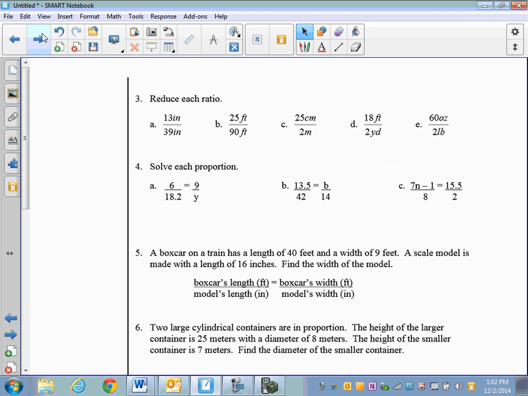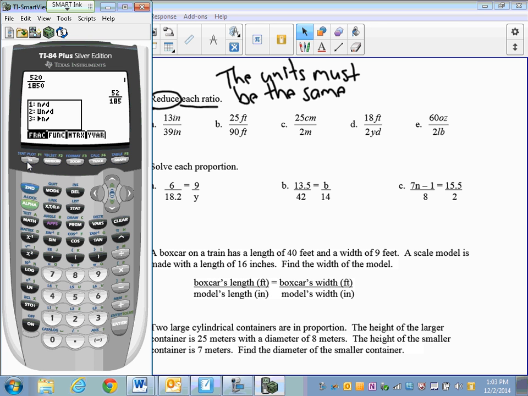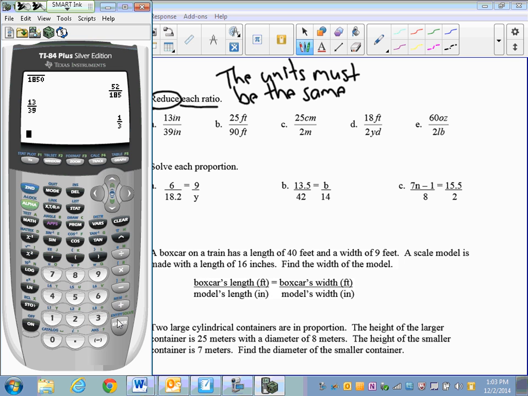If we look at the back of our notes, we are told to reduce each ratio. This is all calculator work, but you have to make sure that you have the same units. So the units must be the same. For letter A, I have inches and inches, so I just hit alpha y equals enter, 13 over 39, and I get 1 to 3.